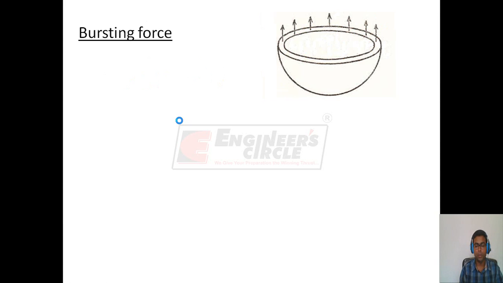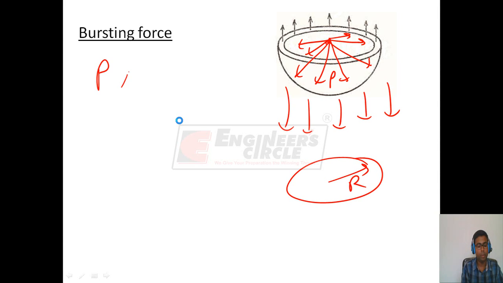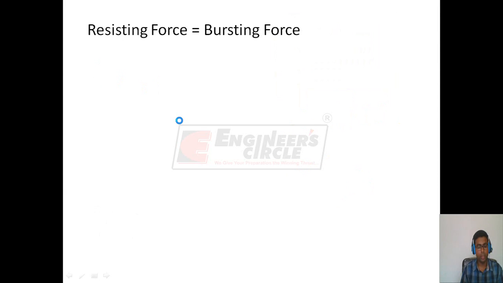The bursting force will be given by the pressure which will be acting all along the surface area of this hemisphere. The vertical component of this pressure will be given by pressure P into the horizontal projected area. If we project this, we will get a circle with radius r. So the bursting force will be pressure into pi r square. Now for equilibrium, the resisting force given by sigma theta must be the same as the bursting force of the pressure.